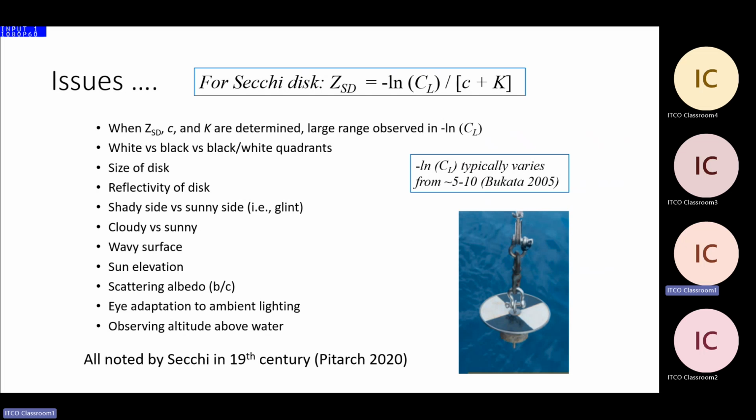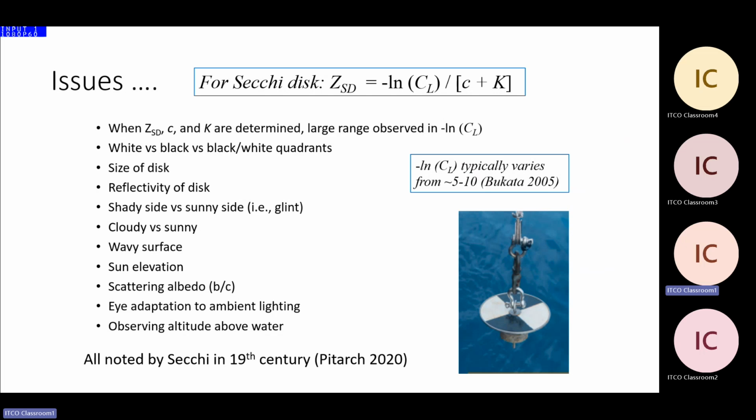The reflectivity of the disk, okay, we just talked about that. Shady side versus sunny side. So typically on the shady side, you can see deeper, but that accounts for a lot of the variability that you see in data sets. Cloudy versus sunny, a wavy surface. So the air-sea interface, how much glint you're seeing, if it's wavy. Again, you can go through the air-sea interface. There are ways to try to reduce the dependency on some of these parameters.